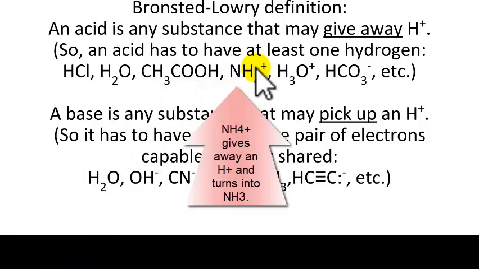This is the ammonium ion, NH4+. It's an acid, so acids can be neutral. They can also be positive, and in some cases they can even be negative, as we'll see in a minute. But as long as it can give away an H+, it's an acid. So ammonium can give away an H+, it's an acid.